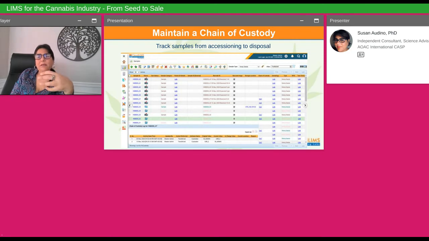And LIMS, Cloud LIMS, gives us that chain of custody, accessibility, and trackability from the moment we see it to the moment we get rid of it. It's a long chain, and being able to track every event in that chain is essential to the functioning of the laboratory.